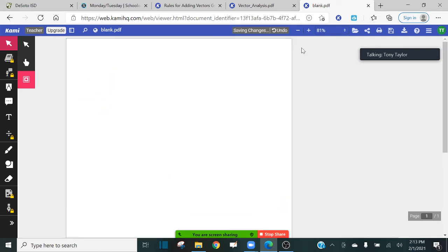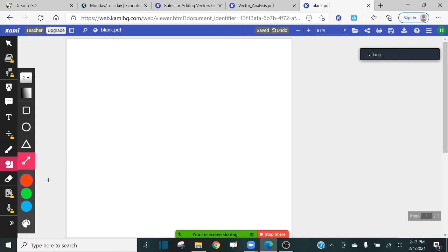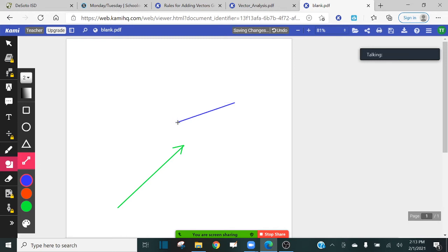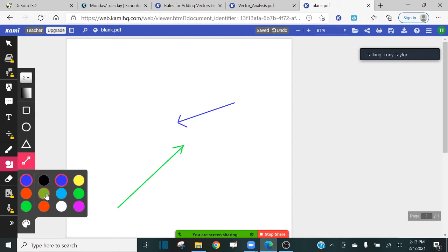I want to do one more example. What if I had something like this? What if I had a vector that looks like this? Oh, wrong color. What if I had a vector that looks like this, a vector that looks like this, and I had a vector that looks like this.